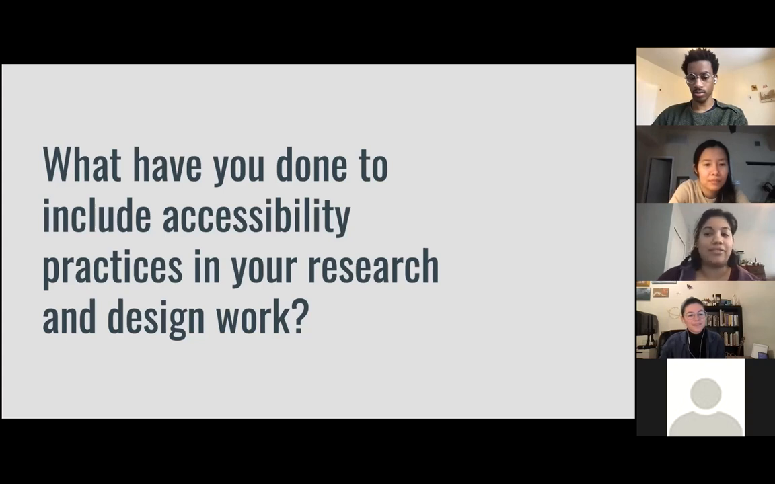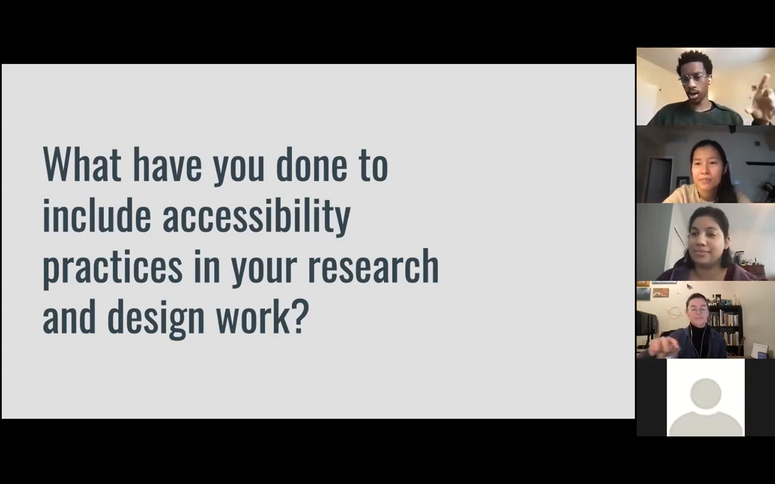To kick it off, I would love to have a discussion with everyone about what you have all done thus far to include accessibility practices in your research or design work. Anyone want to start? Yeah, I'll say as recently as this week, I got an extension for Figma that allows you to select a frame and it'll give you the AA and AAA color accessibility rating for it. But beyond that, not much in application, only in research.